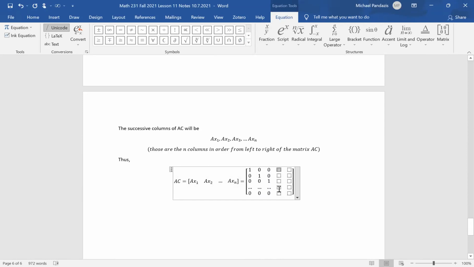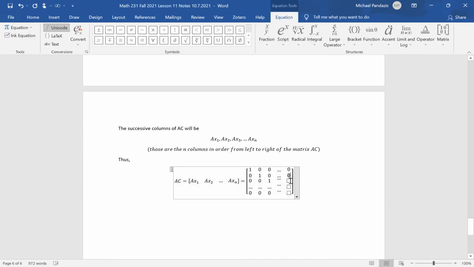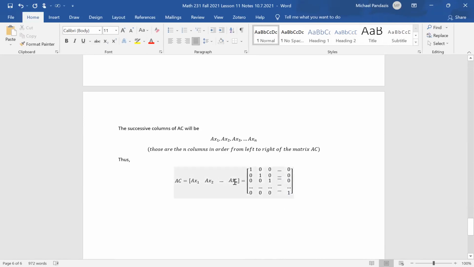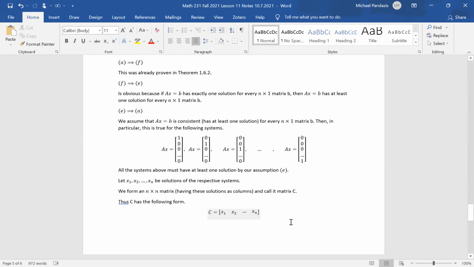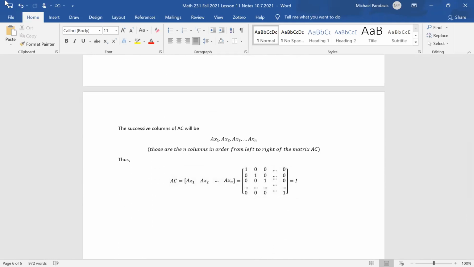And then this continues. There aren't necessarily just 5 rows here. There could be like 50 rows, though we won't do that. You probably don't have to worry about that on an exam. I'm just continuing, so I'm not saying how many rows there are. And the last column will have a 1 at the bottom and 0 everywhere else. So now we see that AC has to equal this matrix. That's the identity matrix. It has the same number of rows as columns.